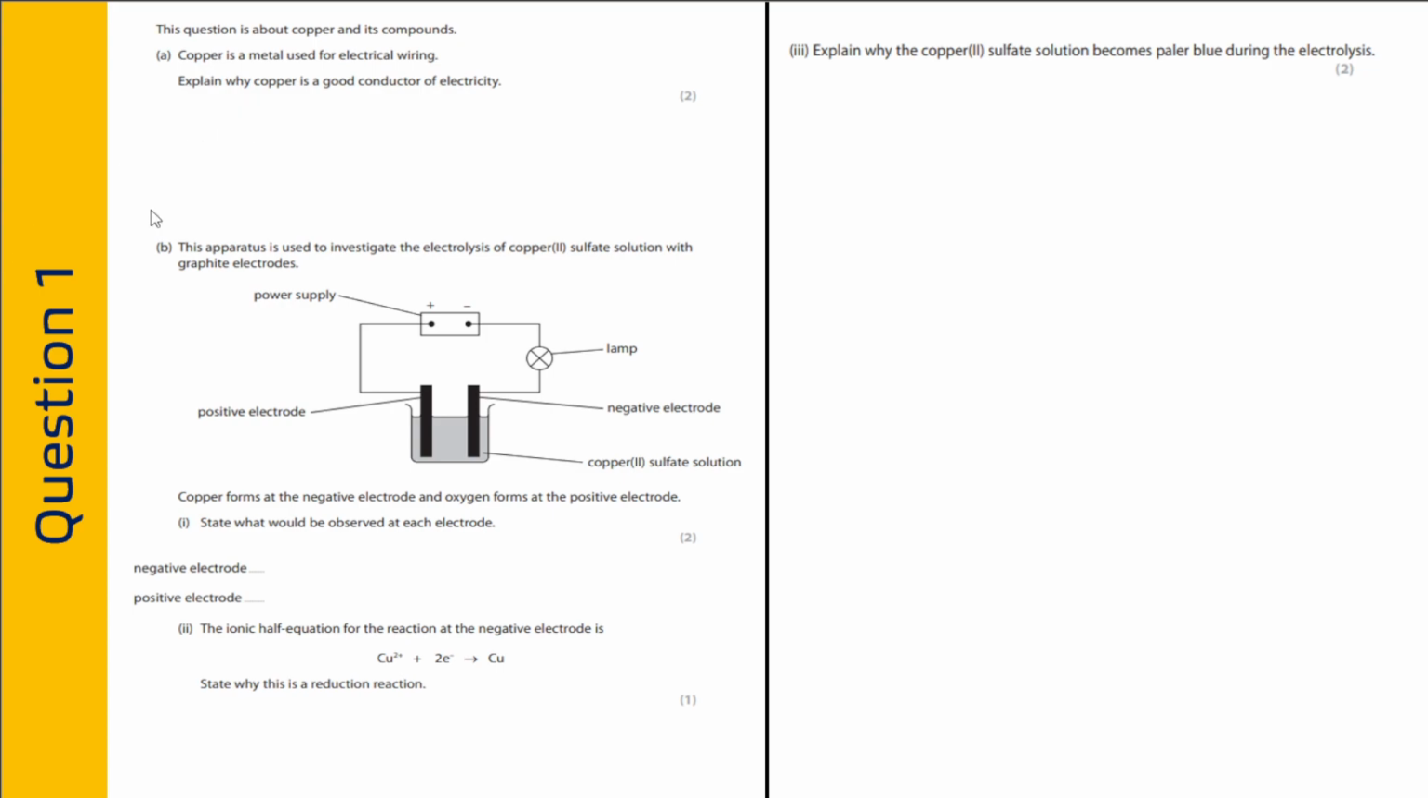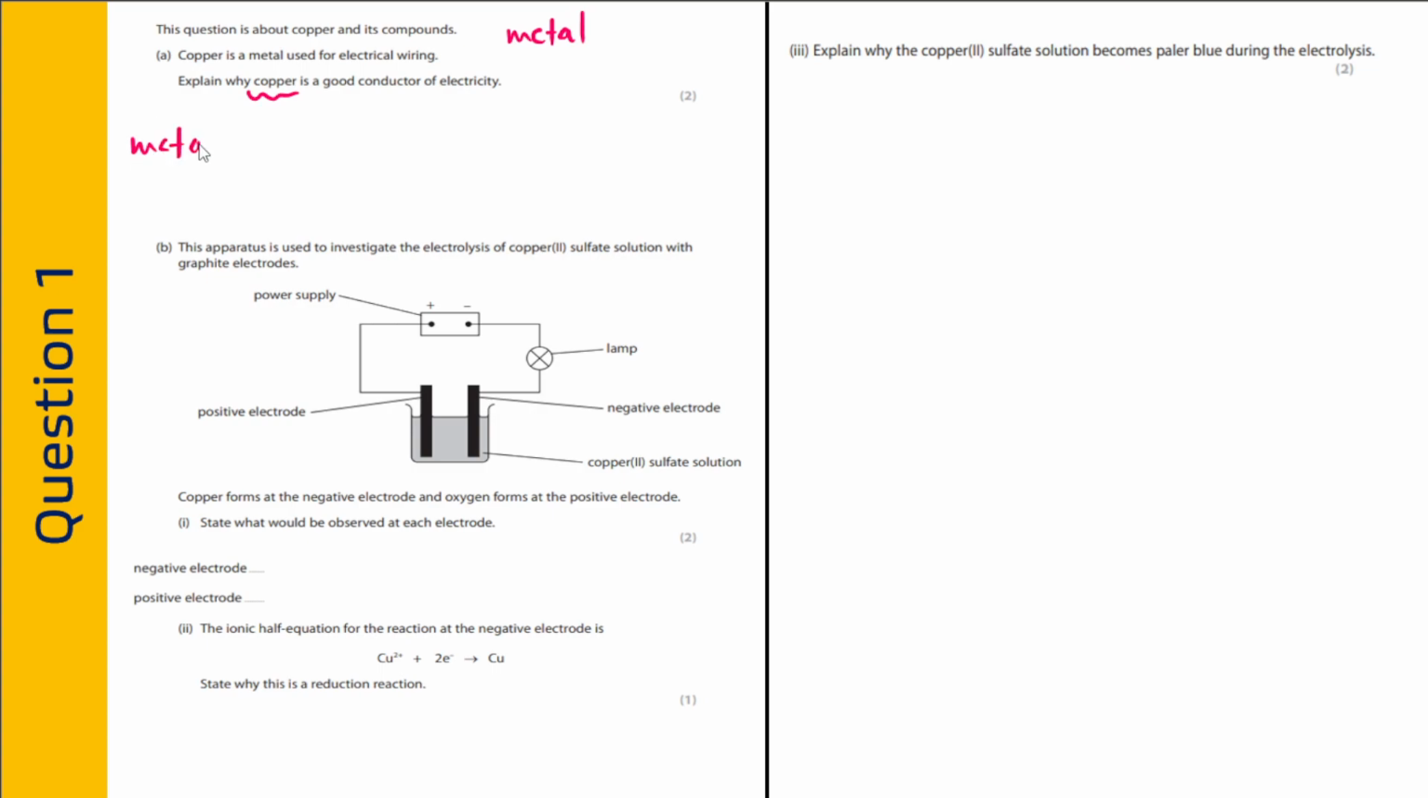Let's do some practice problems on past year papers for electrolysis. Question 1. This question is about copper and compounds. Explain why copper is a good conductor of electricity. So copper, it is a metal, right? So if copper is a metal, what will metal have?